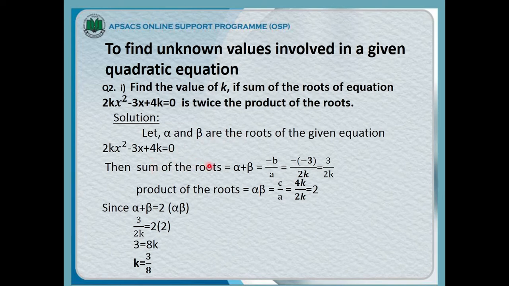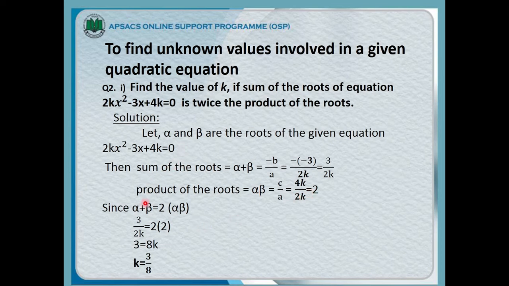Sum of the roots will be alpha plus beta is equals to minus b upon a. By putting the values of a and b, we get alpha plus beta is equals to 3 upon 2k. And by putting the values of a and c in the formula of the product of the roots, we get alpha beta is equals to 2.